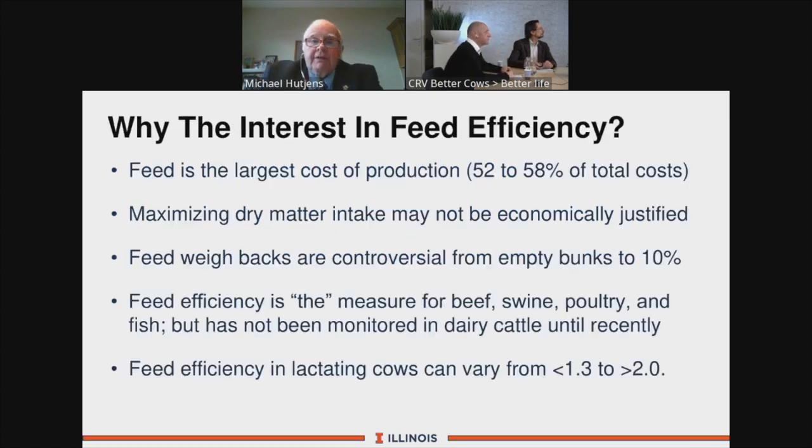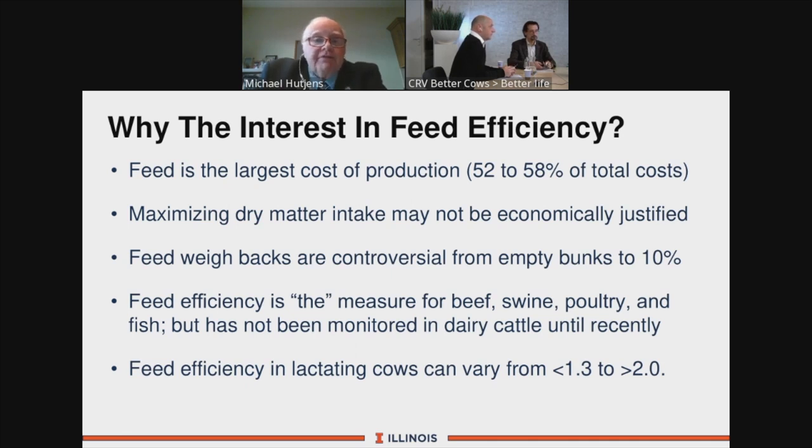So maybe the first question is, well, why are you here today? Why is there interest in feed efficiency? And as Joost already has pointed out, the feed cost is the major part of producing milk in the world, here in the United States or Canada or whatever country you happen to be in. But another important aspect is optimizing dry matter intake. Dry matter costs money. And so certainly with today's economics and profit margins, any place you and I can find some hidden money, that's going to be a real plus.